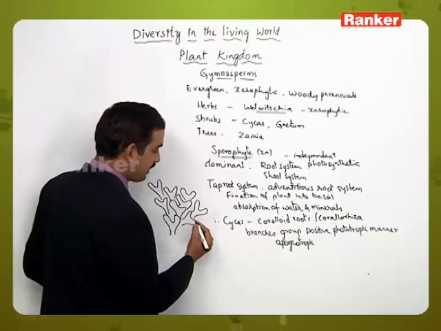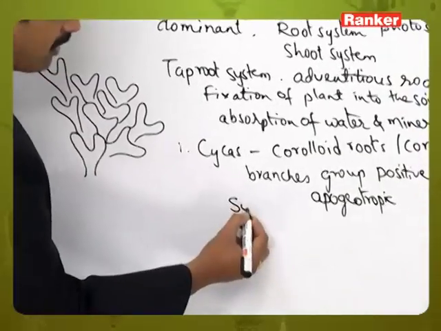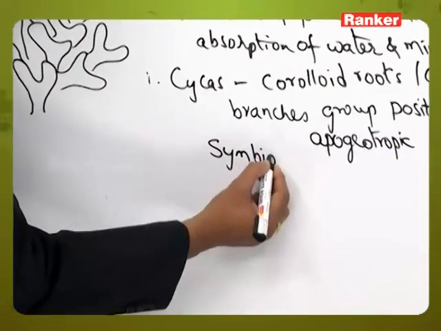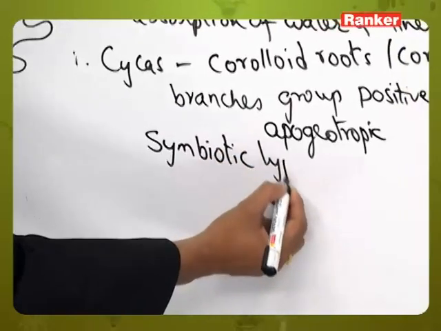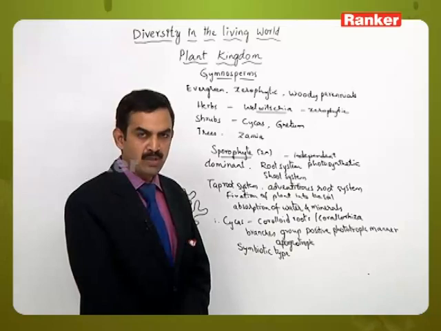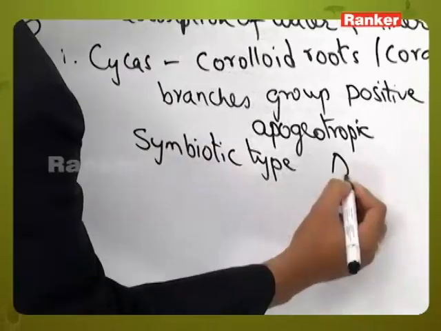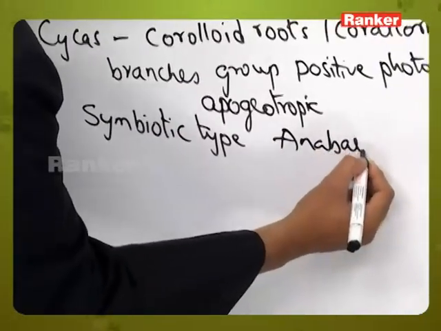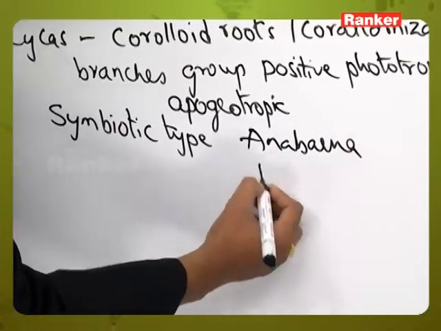And here these coralloid roots are the best example of a symbiotic type of root system. Why? Because these roots are associated with blue-green algae, those are Anabaena and Nostoc.